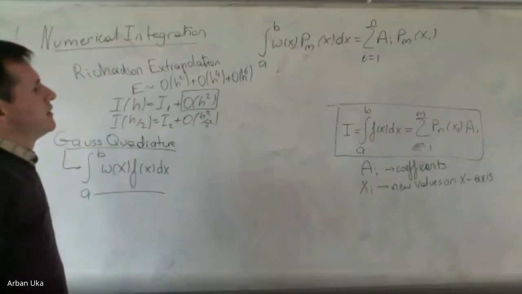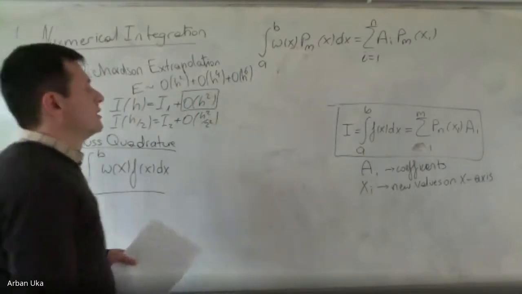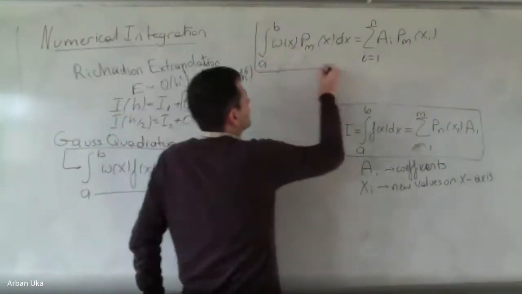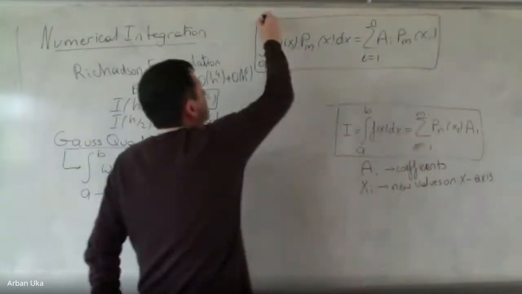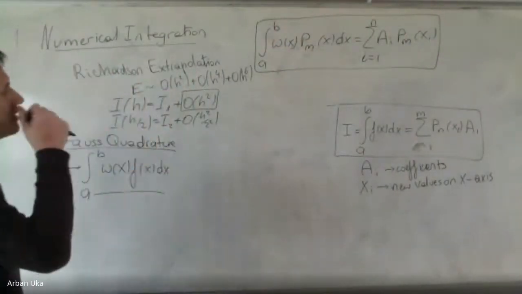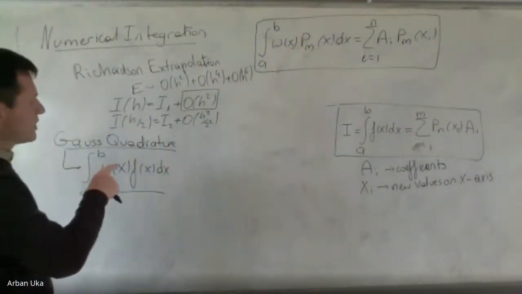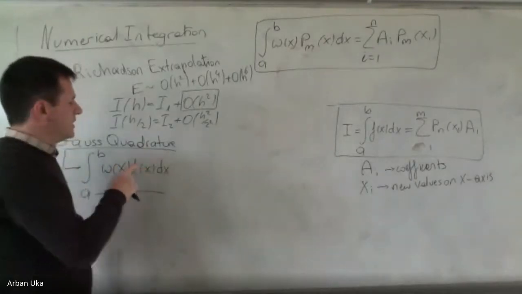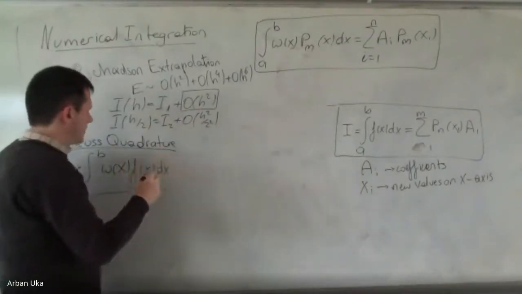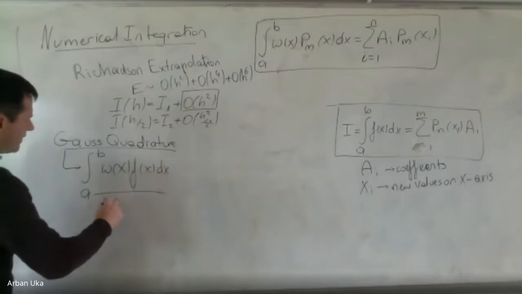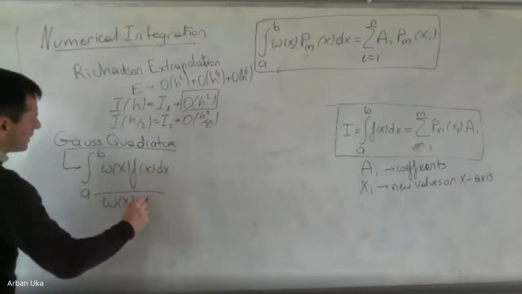Okay. Now, this would be the formula that you may have to use. So this is the general expression. The Gauss quadrature that we are going to cover today in detail will be the special case where this function omega x is equal to 1. Okay.